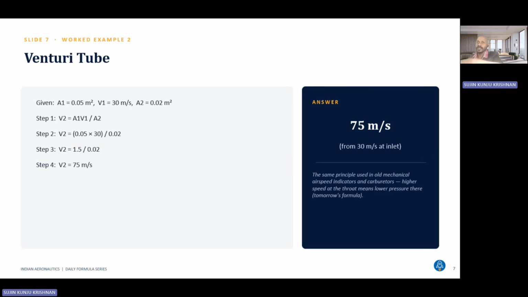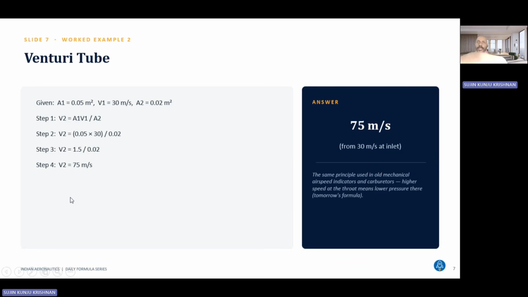So, three mistakes to avoid. First, don't forget the incompressible simplification only applies below about Mach 0.3. For high speed or compressible flow, you must keep density in the equation. Rho 1 A1 V1 equals rho 2 A2 V2. Second, always match your area and velocity at the same station. Don't accidentally cross multiply A1 with V2. Third, sanity check. If the area decreases, velocity must increase, and vice versa. If your answer shows both increasing or both decreasing, you have made an arithmetic error. So go back and check.